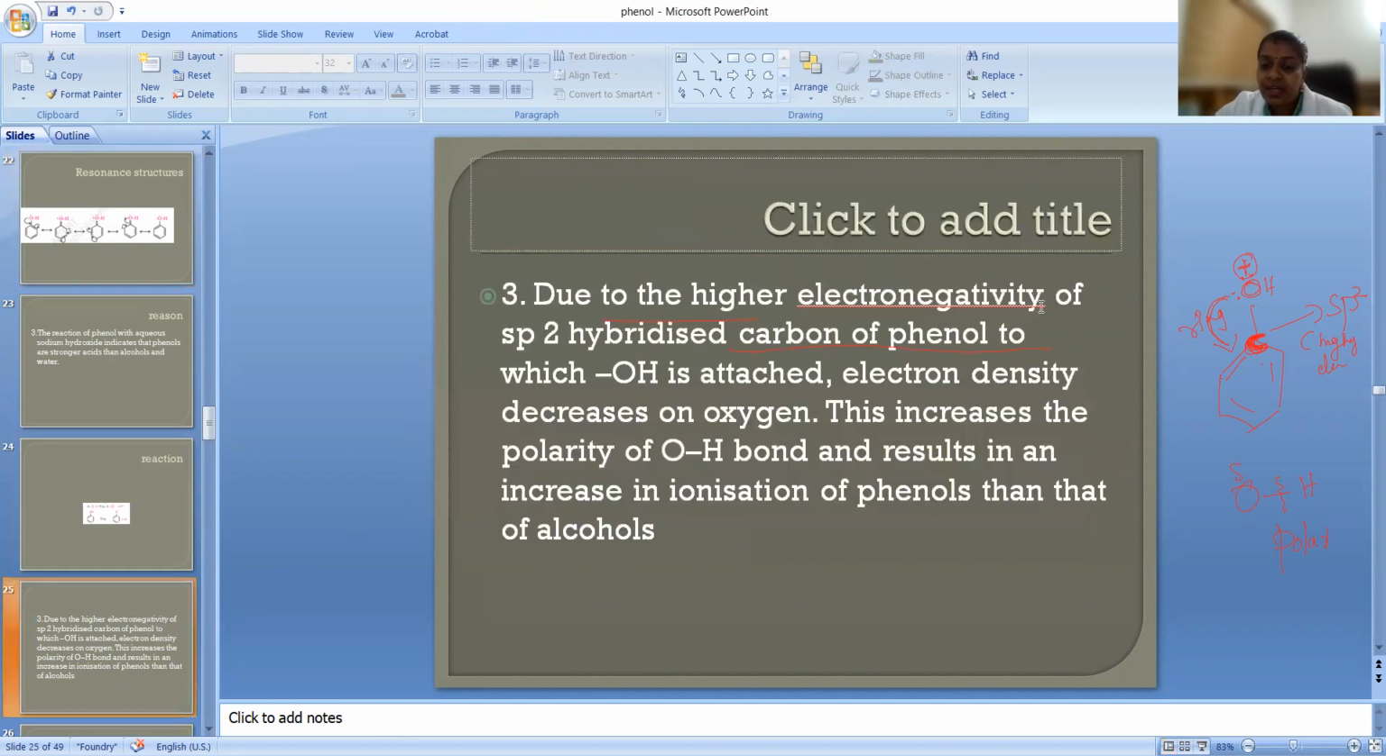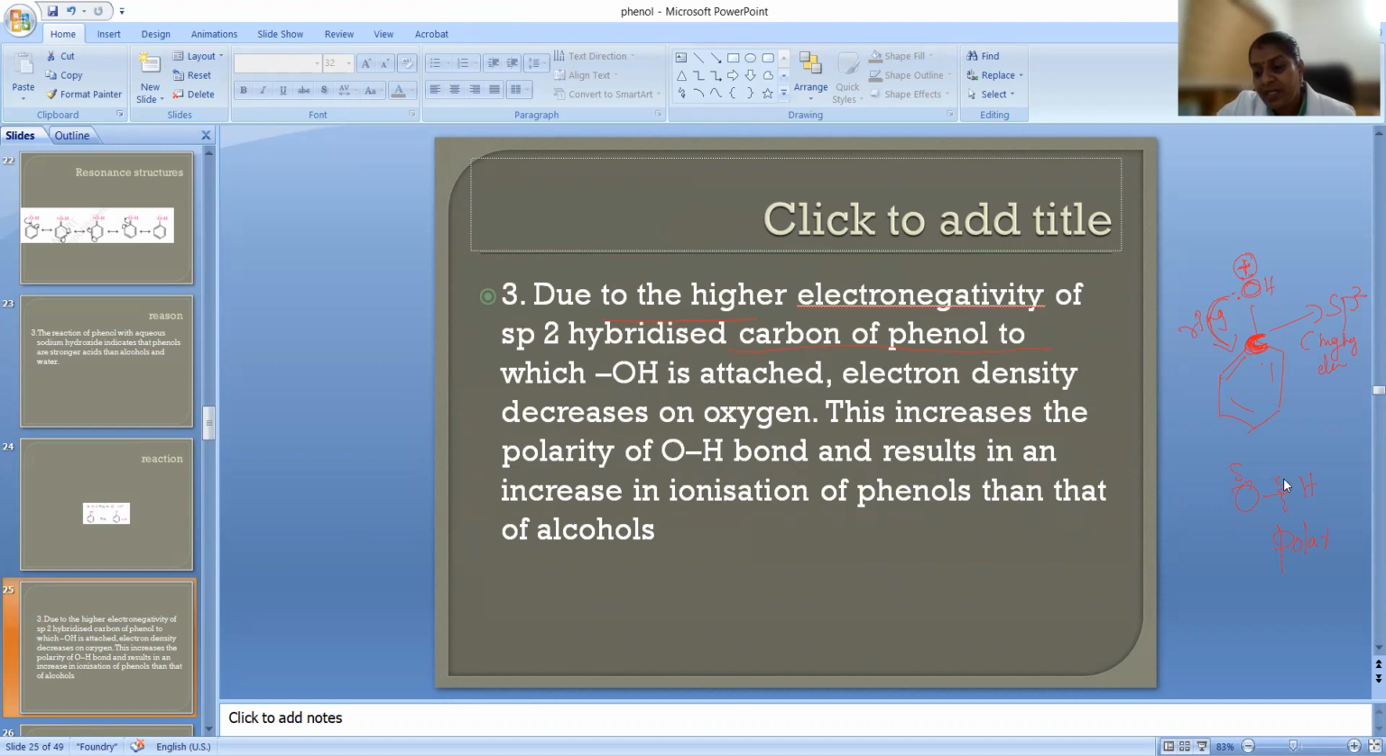Due to the higher electronegativity of sp2 hybridized carbon, we already discussed this, for the carbon of phenol which is attached to OH, electron density decreases on oxygen. What is the reason? Because it is dragging towards the ring. This increases the polarity of the bond and results in an increase in ionization of the bond compared to that of alcohol.